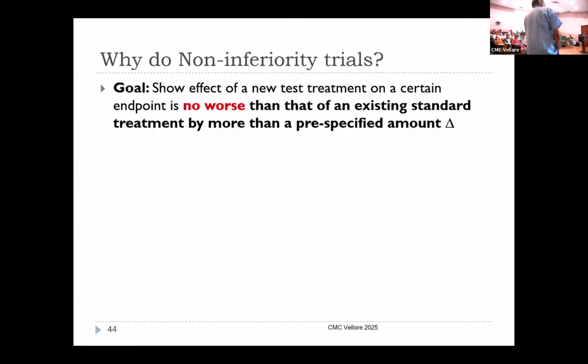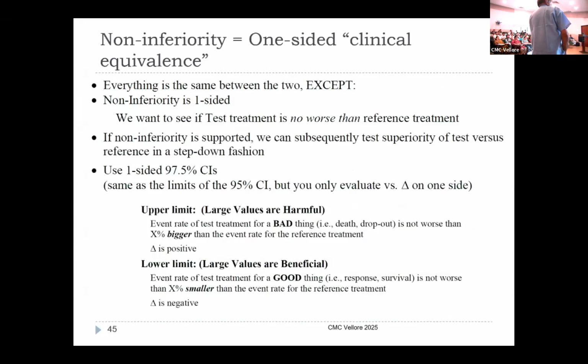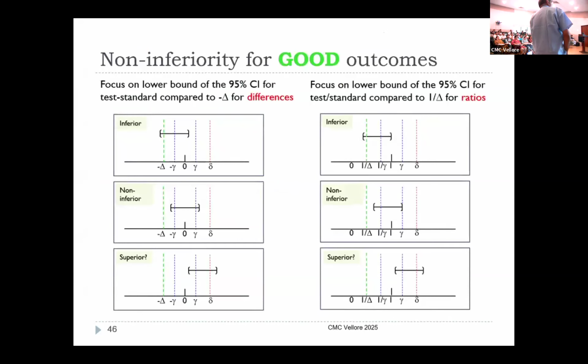So why do we do this? Because you want to show that it's no worse than that, and for regulatory approval, or from another that has advantages on it. People call it one-sided clinical equivalence. I don't like it. I'm going to give you an example.